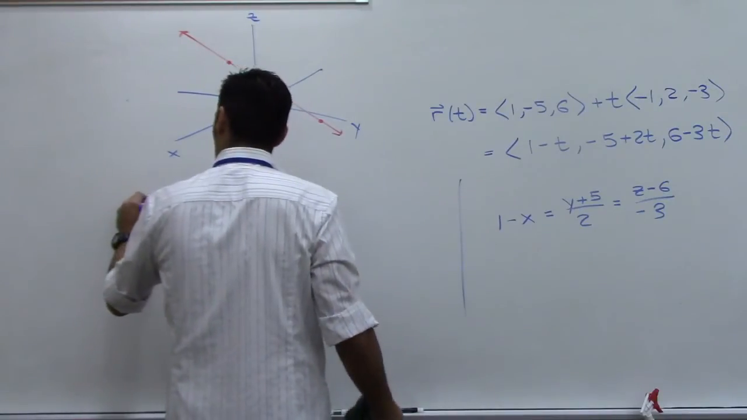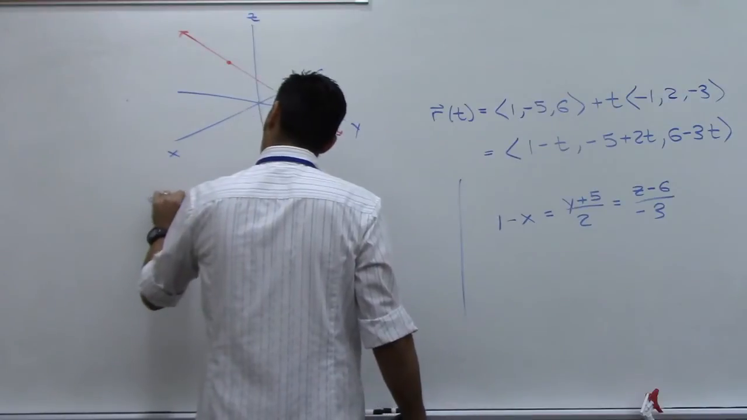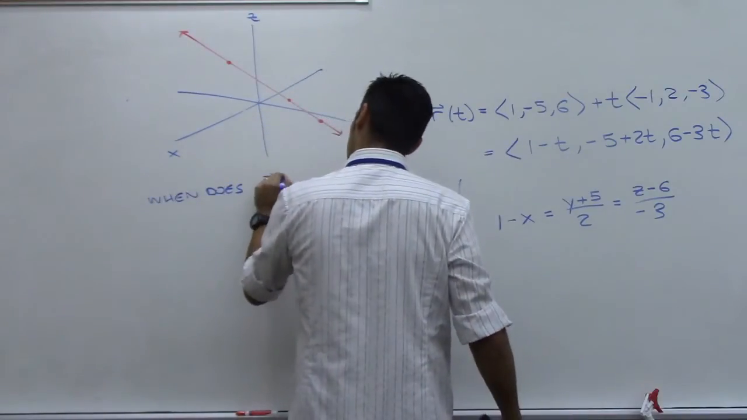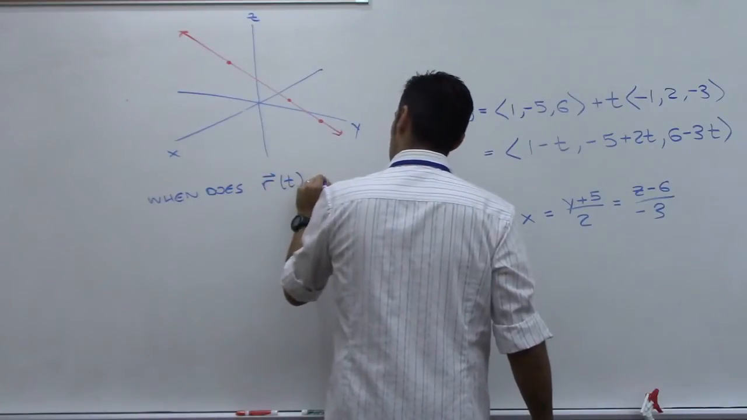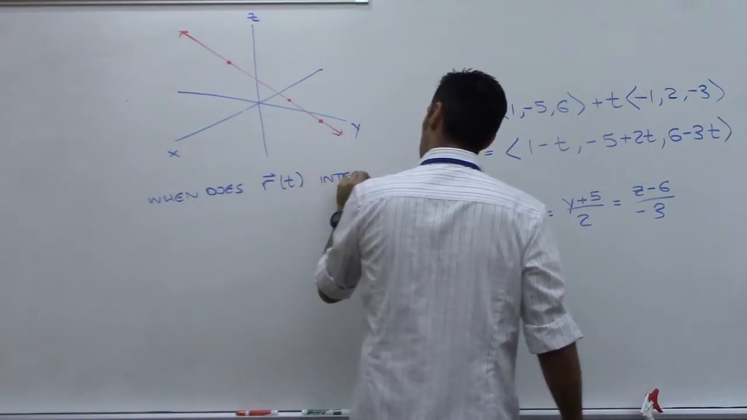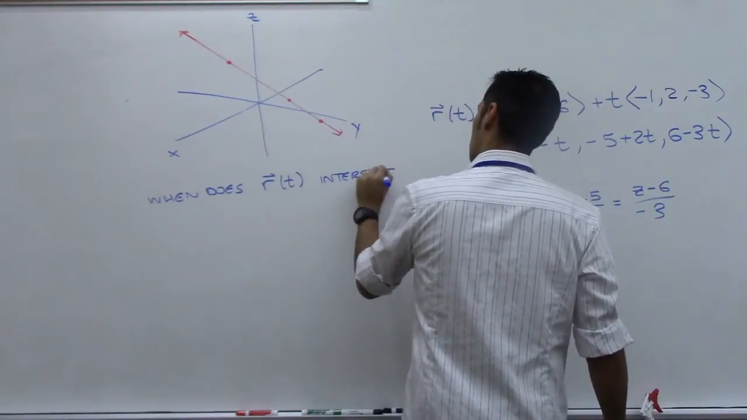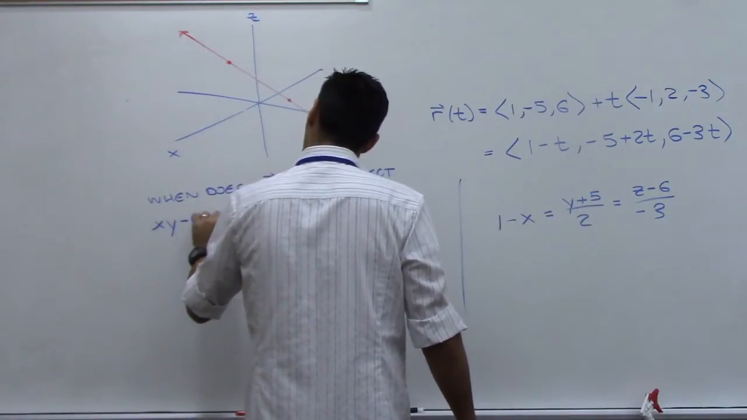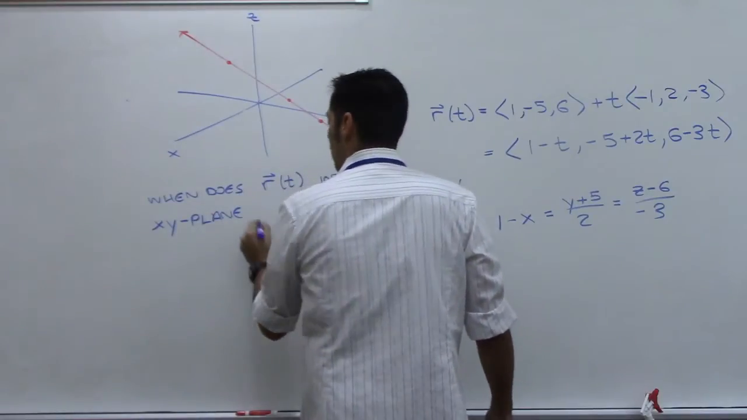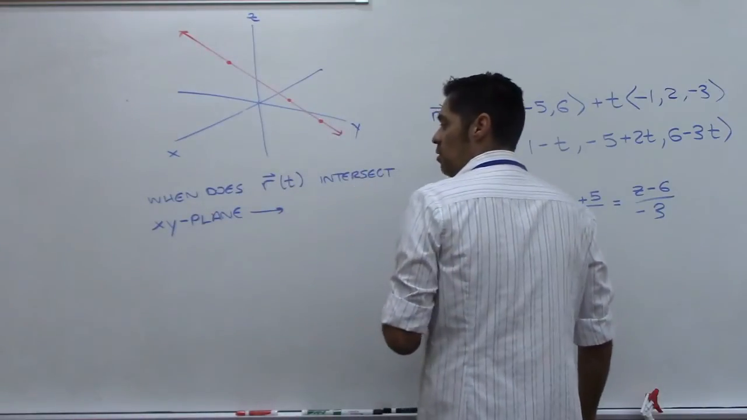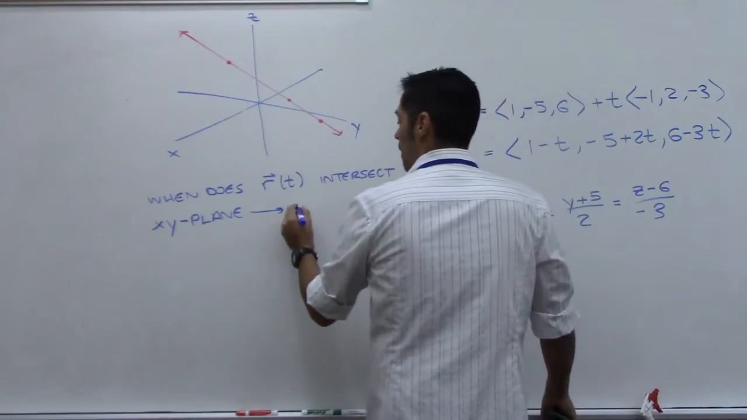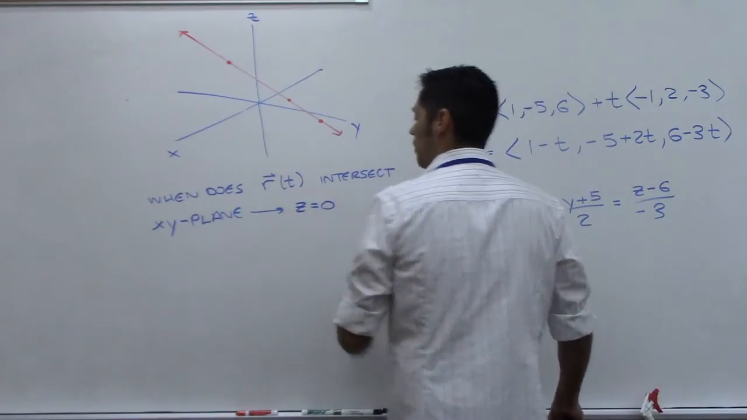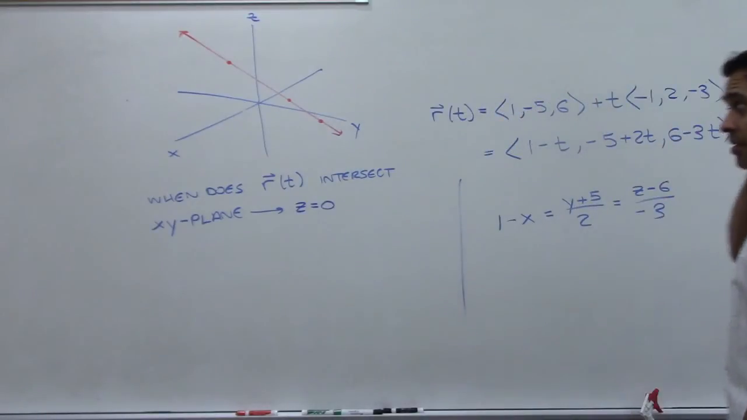So I want to know, when does this r of t hit or intersect? Let's start with the xy plane. Well, the xy plane is another way of saying all the points where z is 0, right? When you're on the xy plane, z is 0.